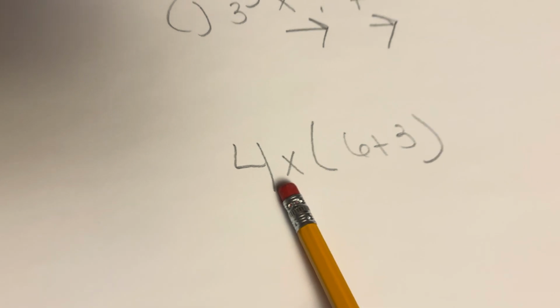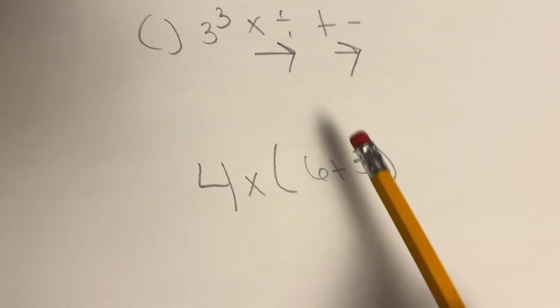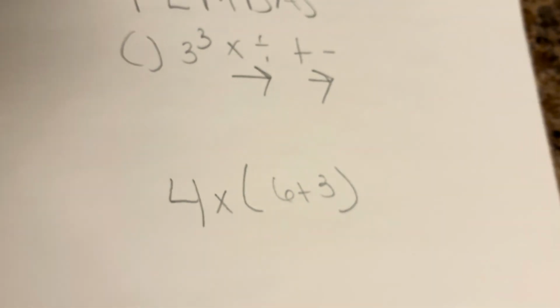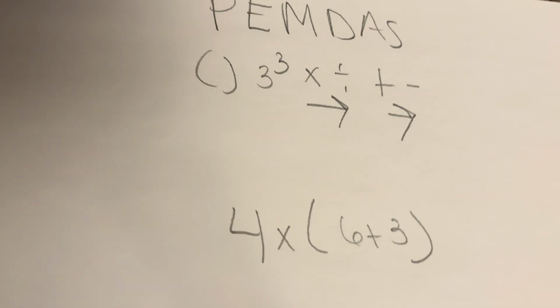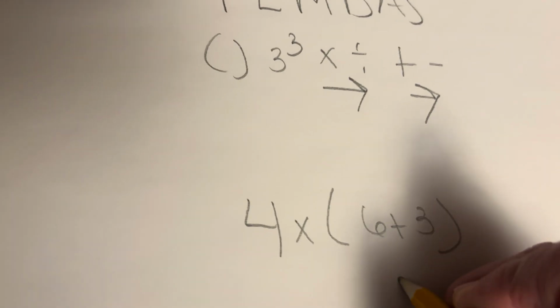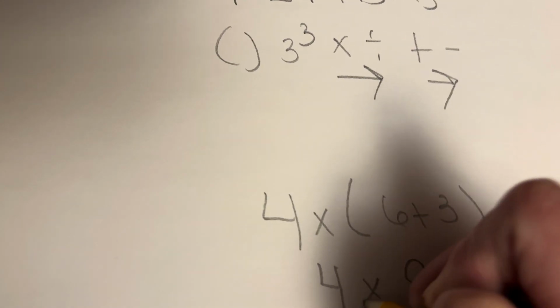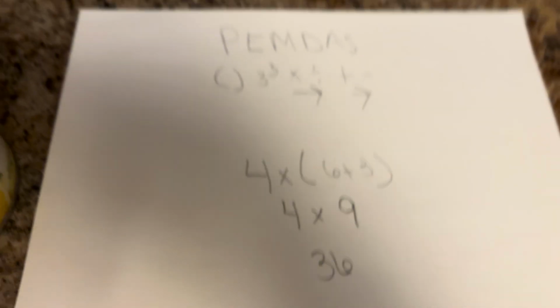Now we have a multiplication and an addition, and when you look up here, multiplication comes before addition. However, these parentheses tell you you must do them first. So we need to solve inside the parentheses. 6 plus 3 is 9. Bring down the rest of the problem. 4 multiplied by 9 is 36.